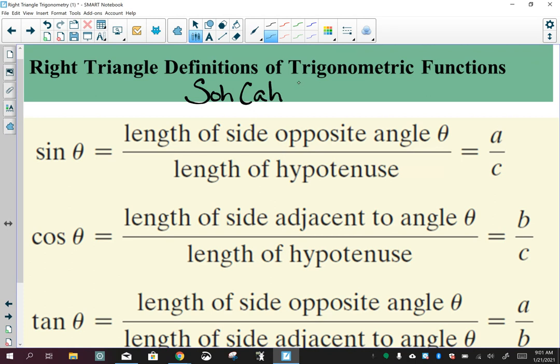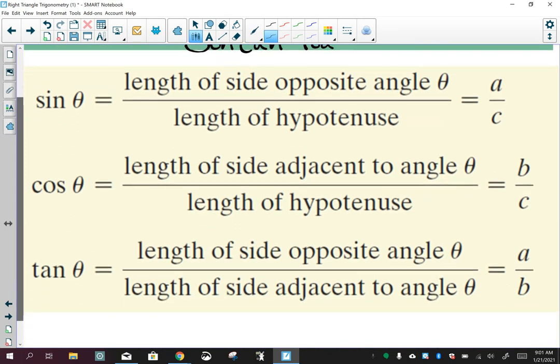When you're doing this, these all relate to the angle in question. Everything is going to be based off your angle in question. Your sine is going to be the opposite side over the hypotenuse. Your cosine is the adjacent side, the side that's actually touching your angle in question, over the hypotenuse. And then the tangent is opposite over adjacent.